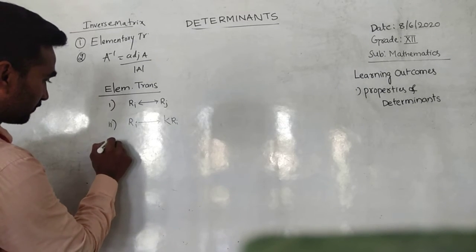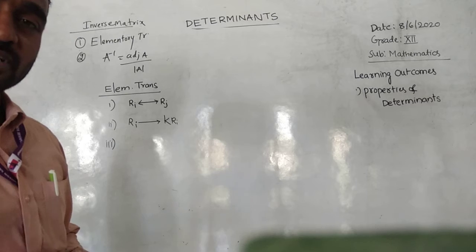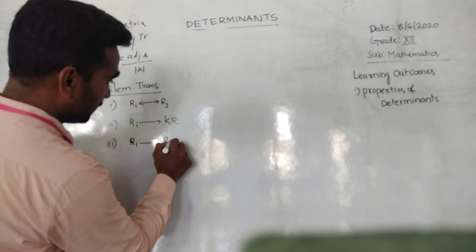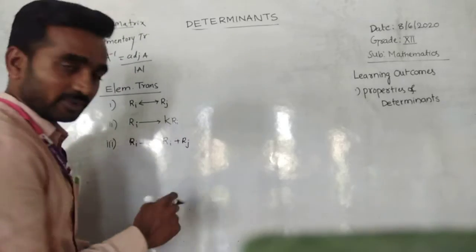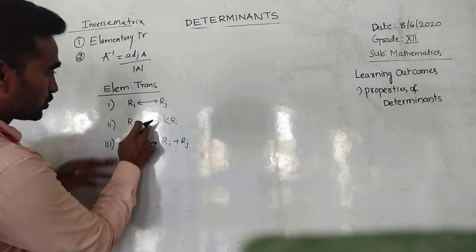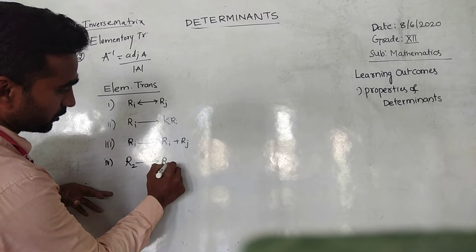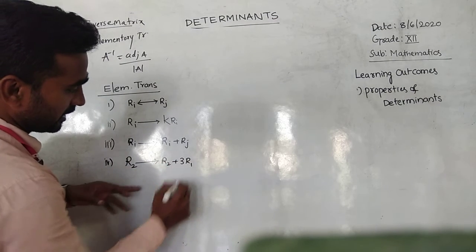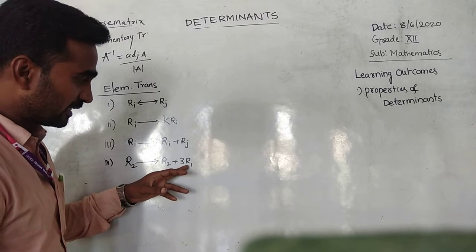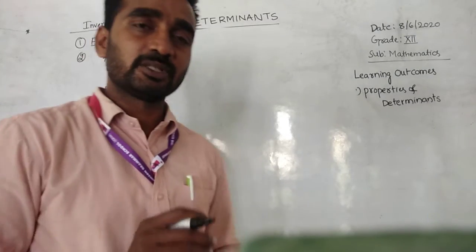And third one, any row is added by the corresponding elements of other rows. That means Ri implies Ri plus Rj, R1 implies R2 plus R3, like that. And fourth one, these two at a time. That means R2 implies R2 plus 3R1. See here, R2 implies R2 is added to R1 corresponding elements and R1 is multiplied by 3. So this is made by elementary transformation of rows.